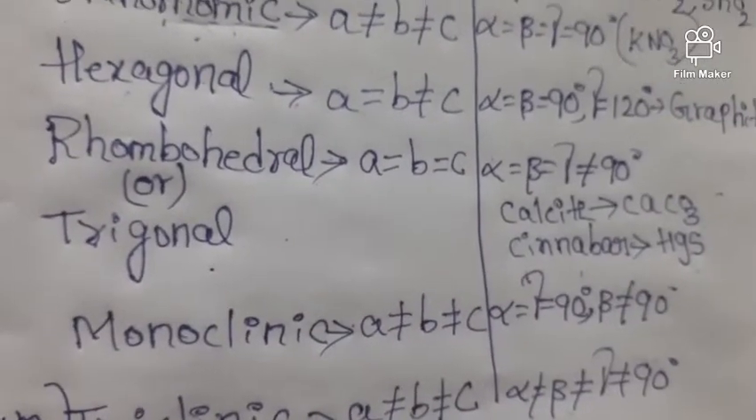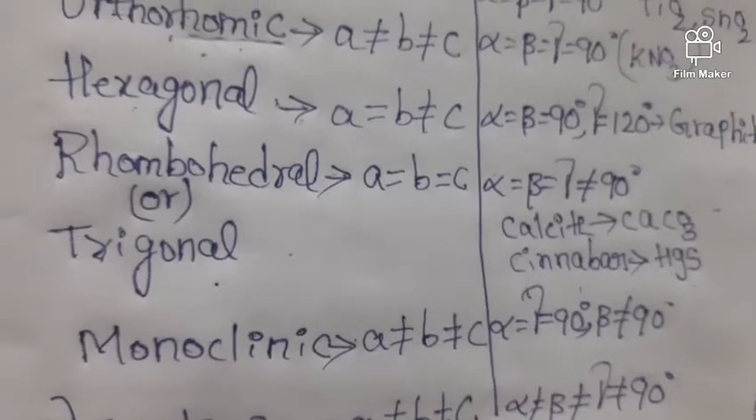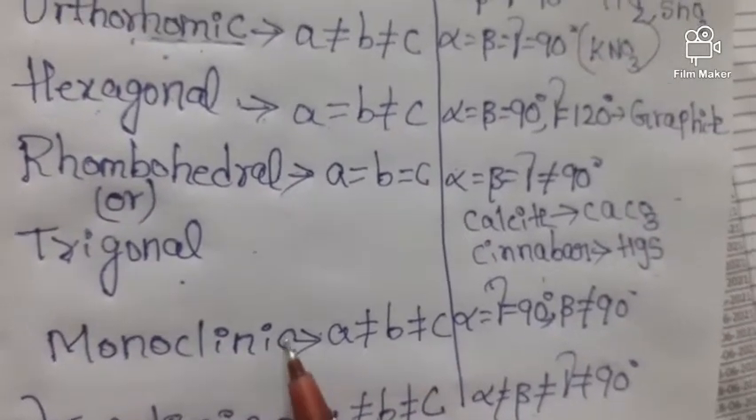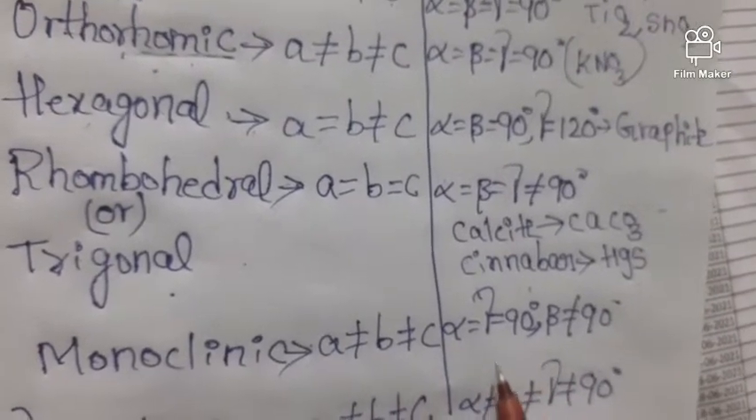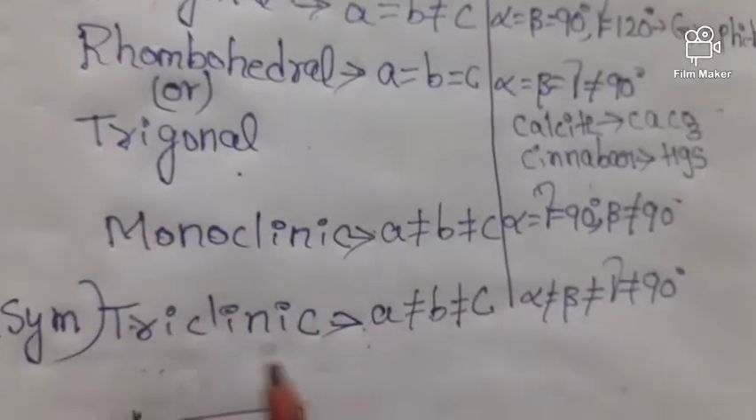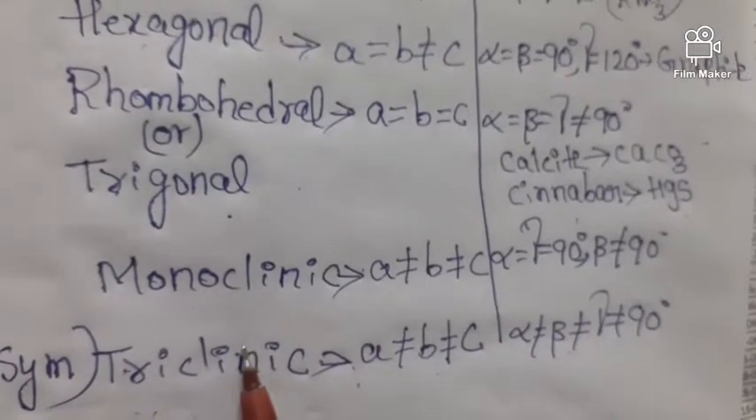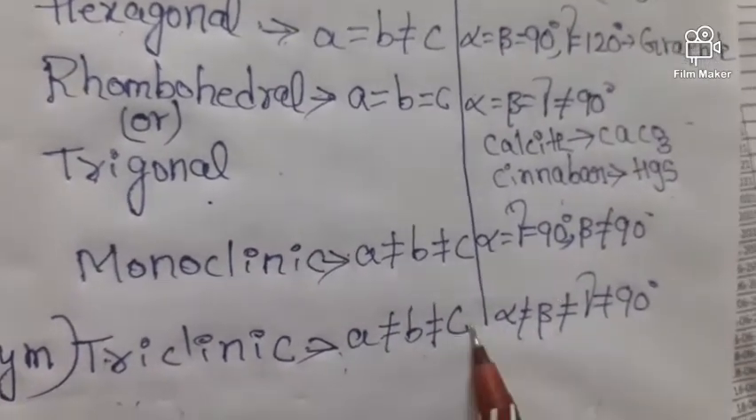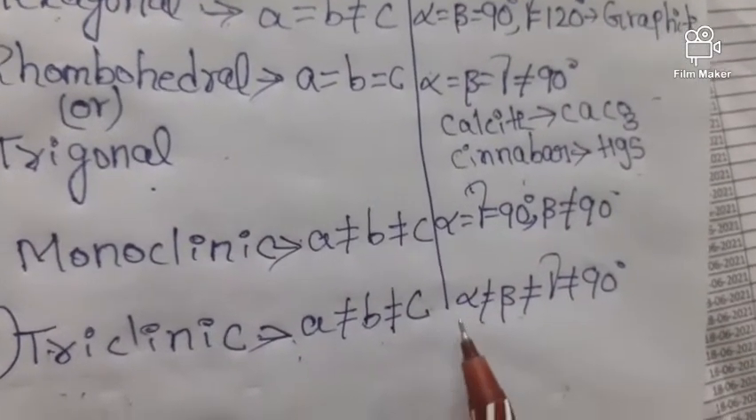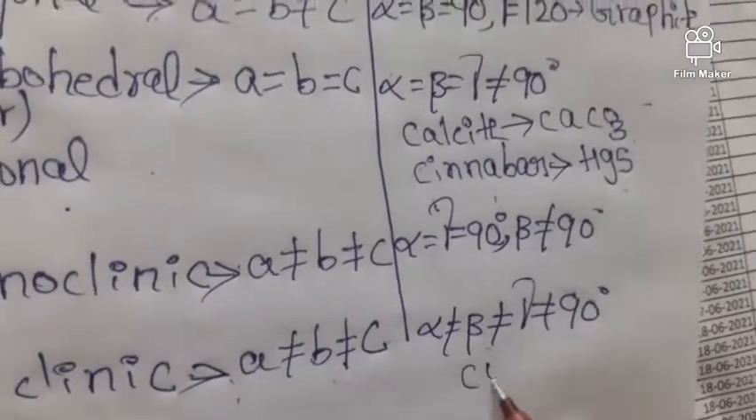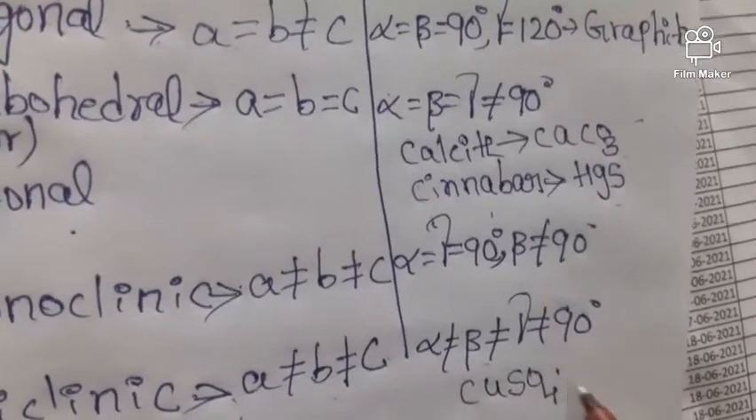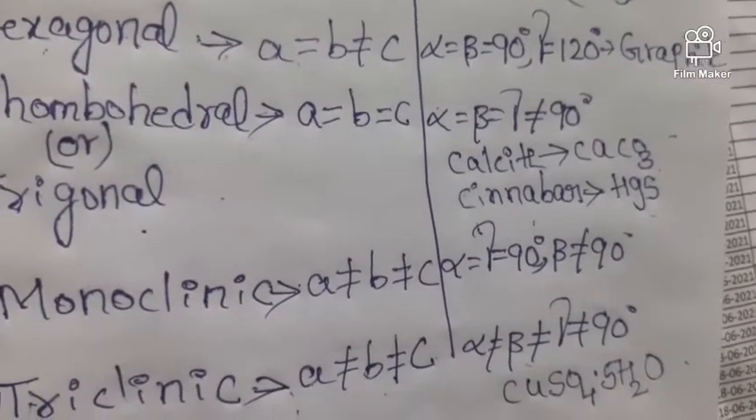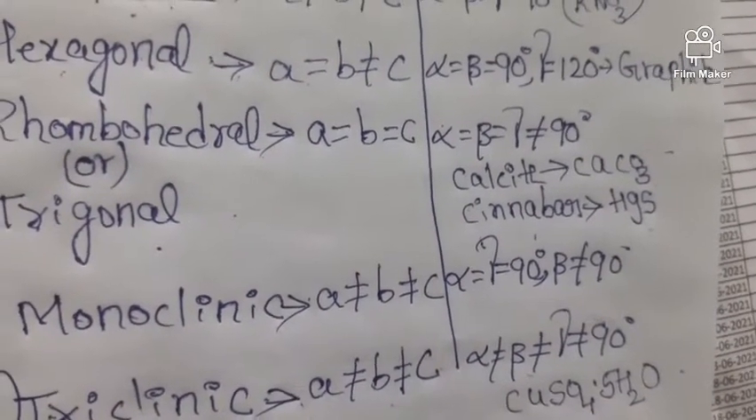Next, monoclinic. The example for the monoclinic crystal system is monoclinic sulfur. Next, triclinic. This is unsymmetrical, we know. And the example for the triclinic unsymmetrical crystal system is hydrated copper sulfate, that is CuSO4.5H2O.